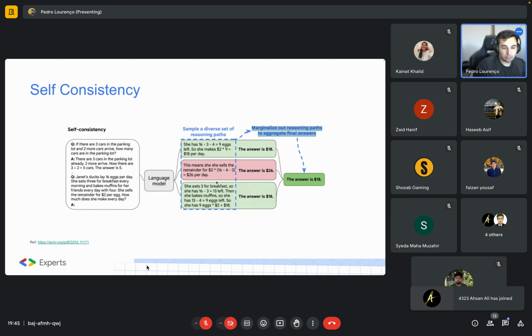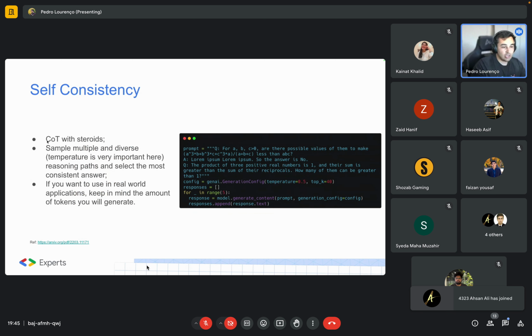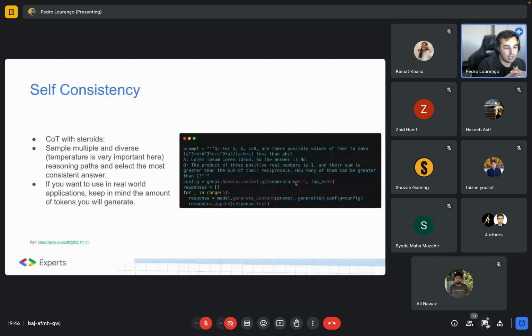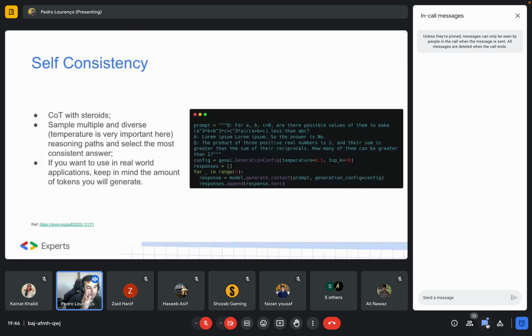So temperature is very important here. You can tweak the temperature to see how the model performs for your experiments. In this case, I used 0.5. It worked for me because I make the model hallucinate less. When you make the temperature high, you make it more uniform, so it's more creative. And when you make it less than 1, you make the model hallucinate less. So I chose 0.5 here.